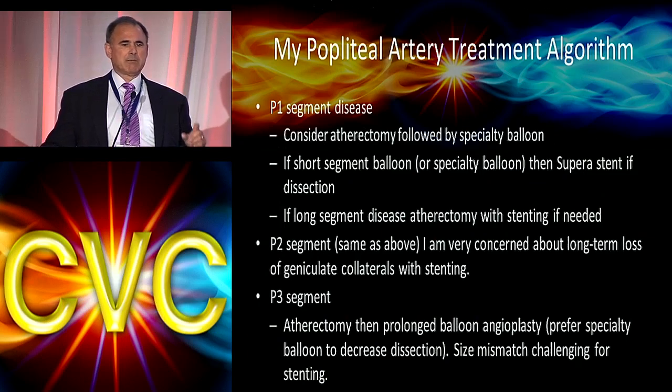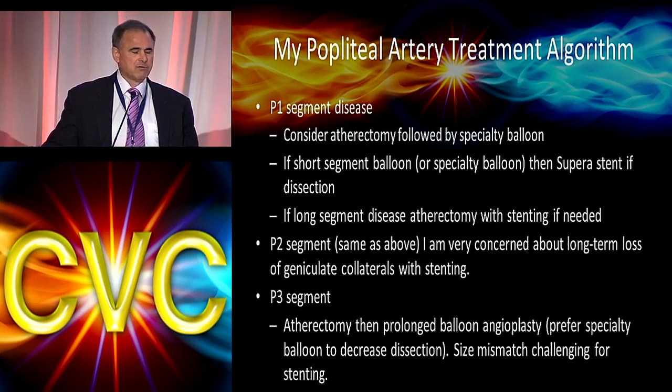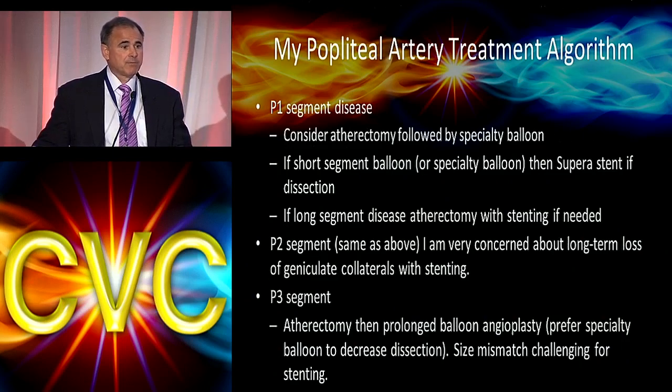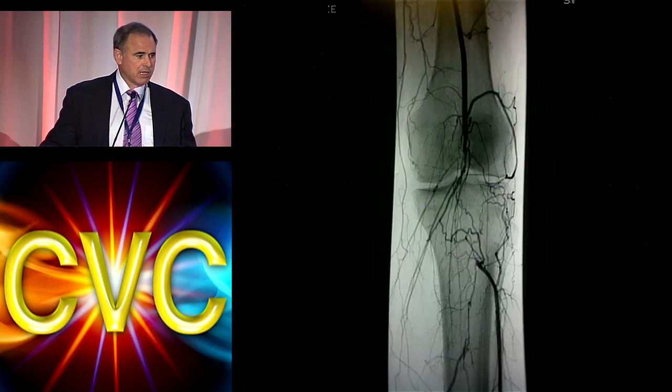And in the P3 segment, where size mismatch and therefore stenting is such an issue, I really want to avoid dissection. So I typically perform some form of atherectomy, enough to make the lesion dilate well, and then I perform prolonged balloon angioplasty. I typically prefer specialty balloons inflated at very low pressures for very long periods of time, because it is my goal in each of these cases to avoid stenting if I can and preserve future potential surgical options.